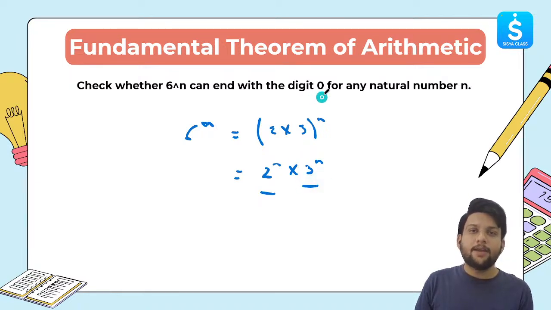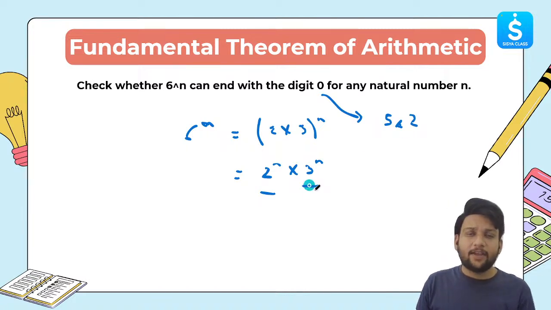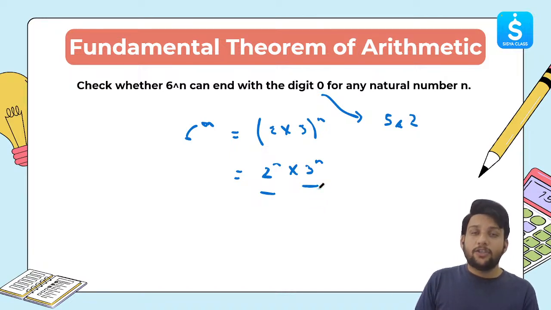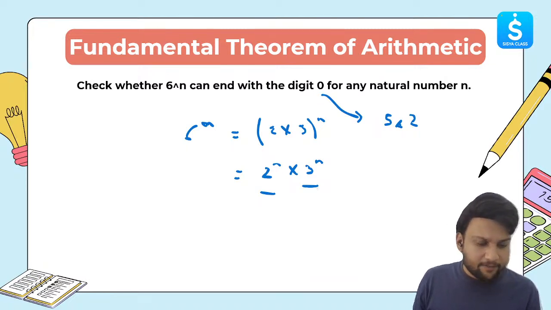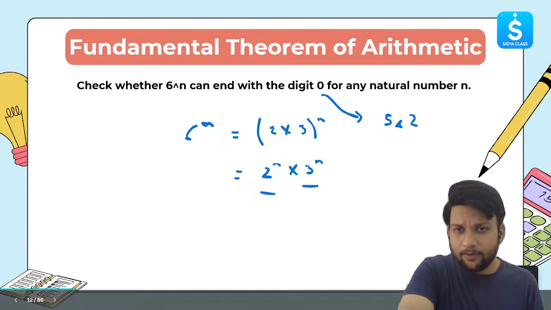And for any number to end with digit 0, it should have at least 5 and 2 both. Yes or no? If you take 20, you have 5 times 2 times 2. That means we have to have both 5 and 2 as factors. So does it have the factor 5? No. And since prime factorization is unique, which is what the fundamental theorem of arithmetic says, it cannot end with digit 0. Everyone getting it up till now? Great. Let's move forward.